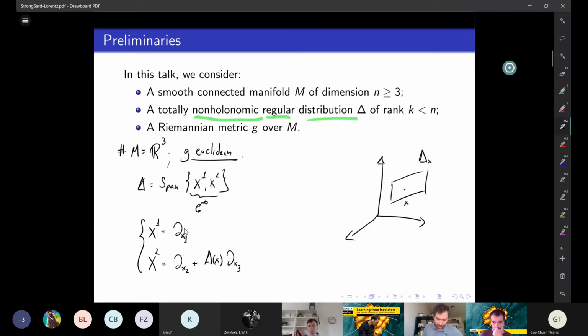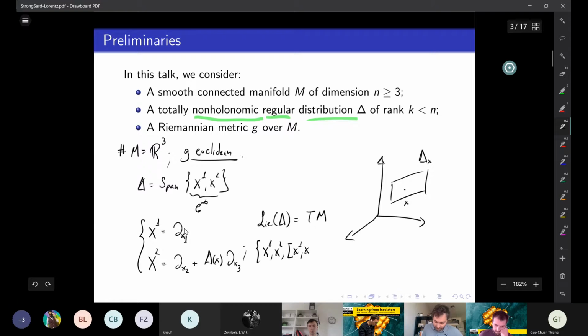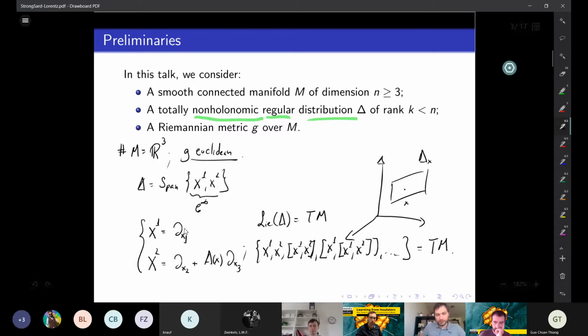So we can always assume, in an open neighborhood of the origin, that the distribution is generated like this. The fact that it's nonholonomic, which is going to play an important role here, means that if we take all the Lie brackets of delta, we eventually generate all of the tangent bundle of the manifold we're considering. This means that if we take the span of X1, X2, [X1, X2], and so on, we eventually get all the possible directions, right?